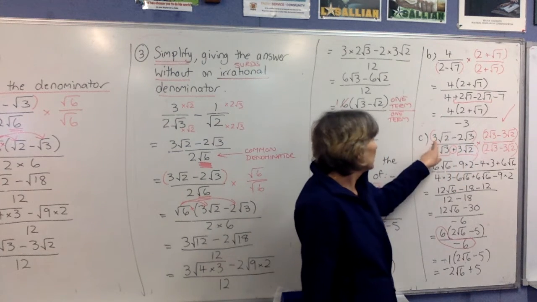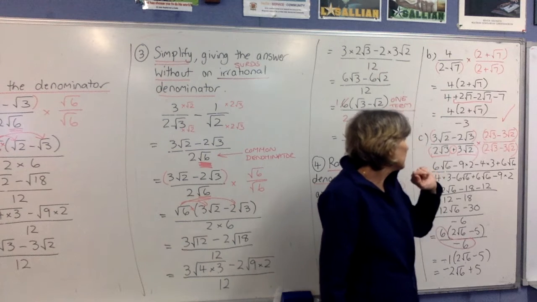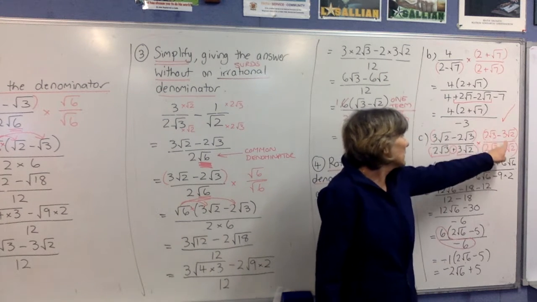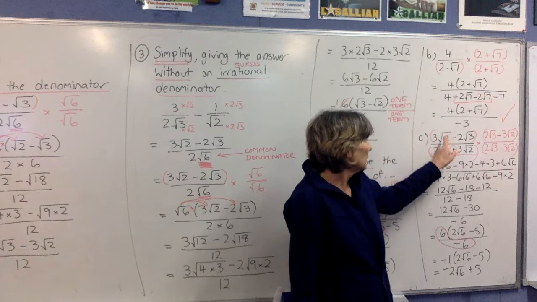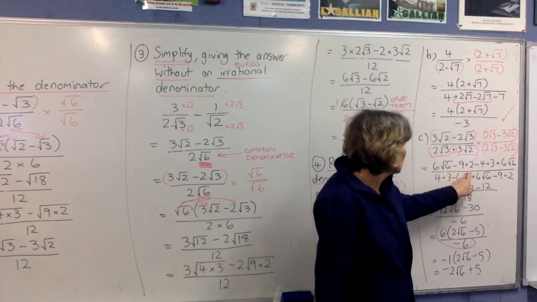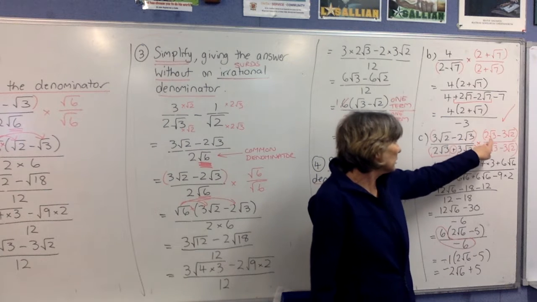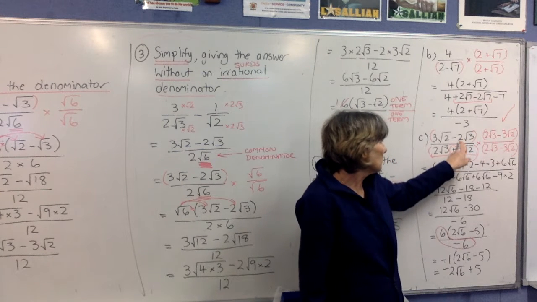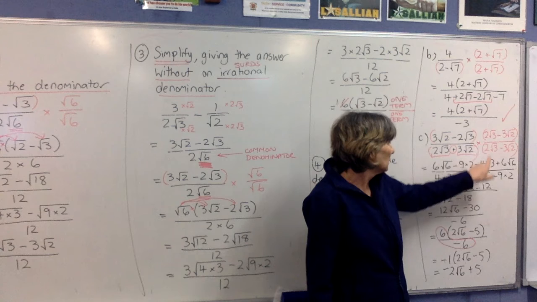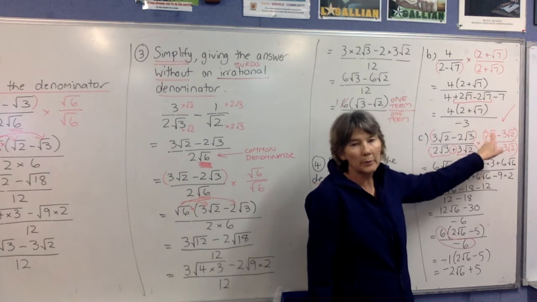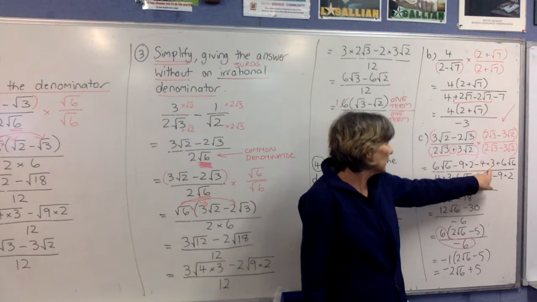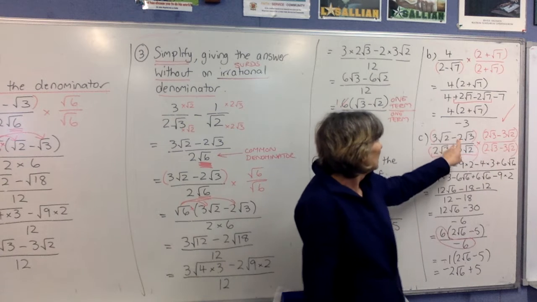Next part, 3 root 2 times minus 3 root 2. 3 times minus 3 is minus 9. Root 2 times root 2 is 2. Next part, minus 2 root 3 times 2 root 3 is minus 4 times 3. Remember, root 3 times root 3 is 3. We'll multiply them in a minute.